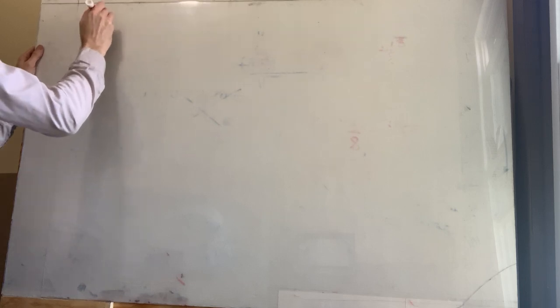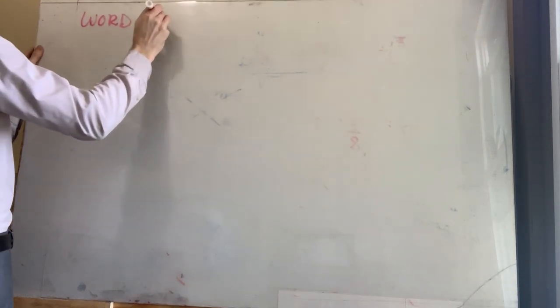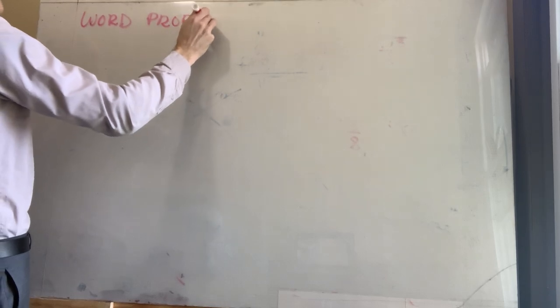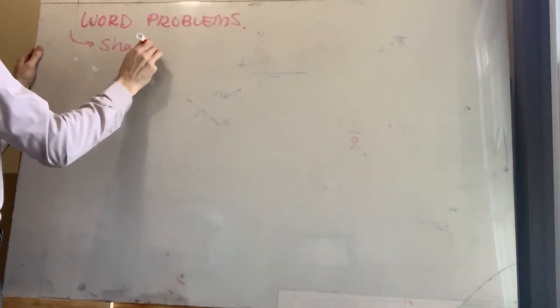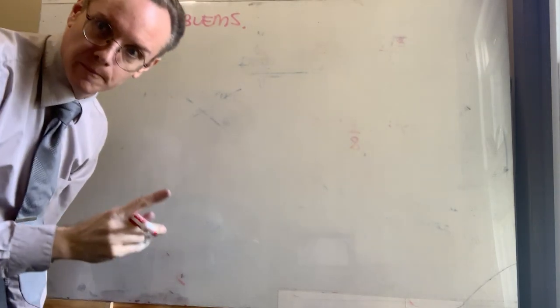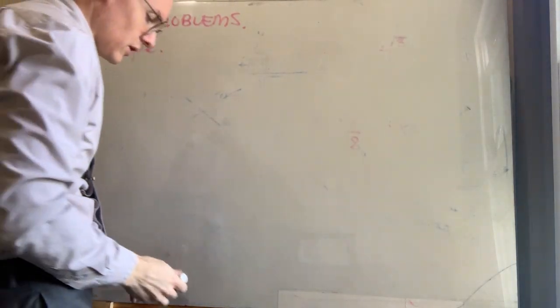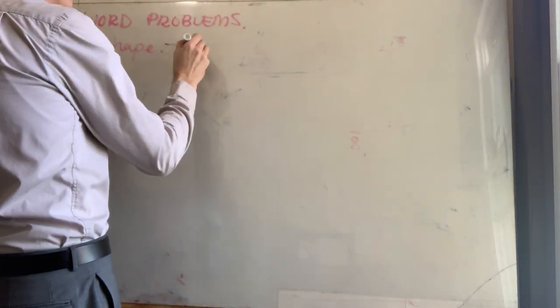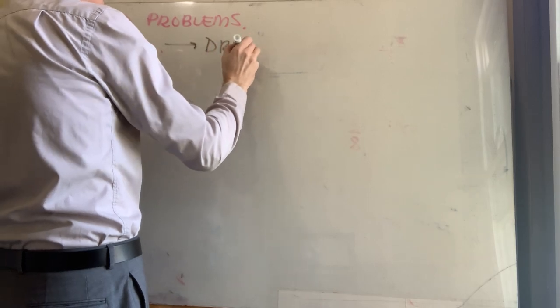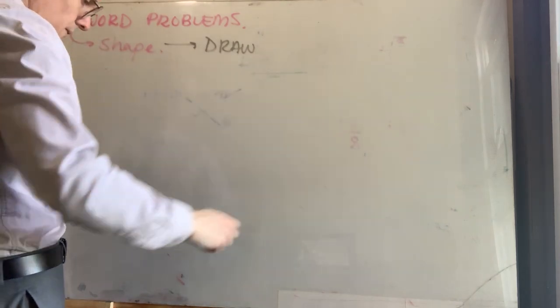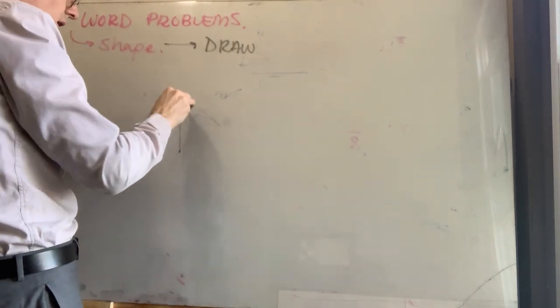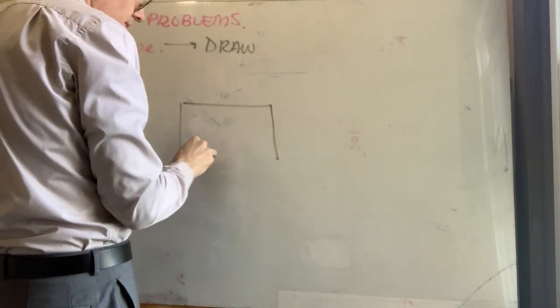Whenever you hear, this is a strategy for dealing with word problems. Whenever you hear something referred to as a shape, immediately draw, all right? That's a good habit, right? If the word problem is referring to a shape, draw the shape. The pool is apparently a rectangle. So attempt to draw, pardon me, a rectangle. Okay.